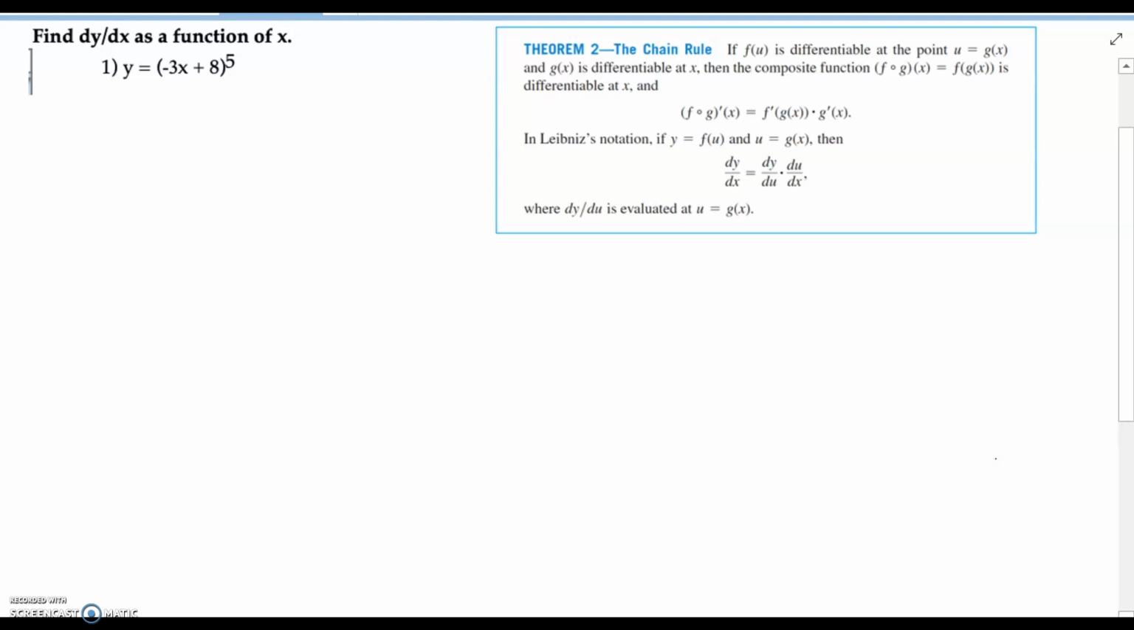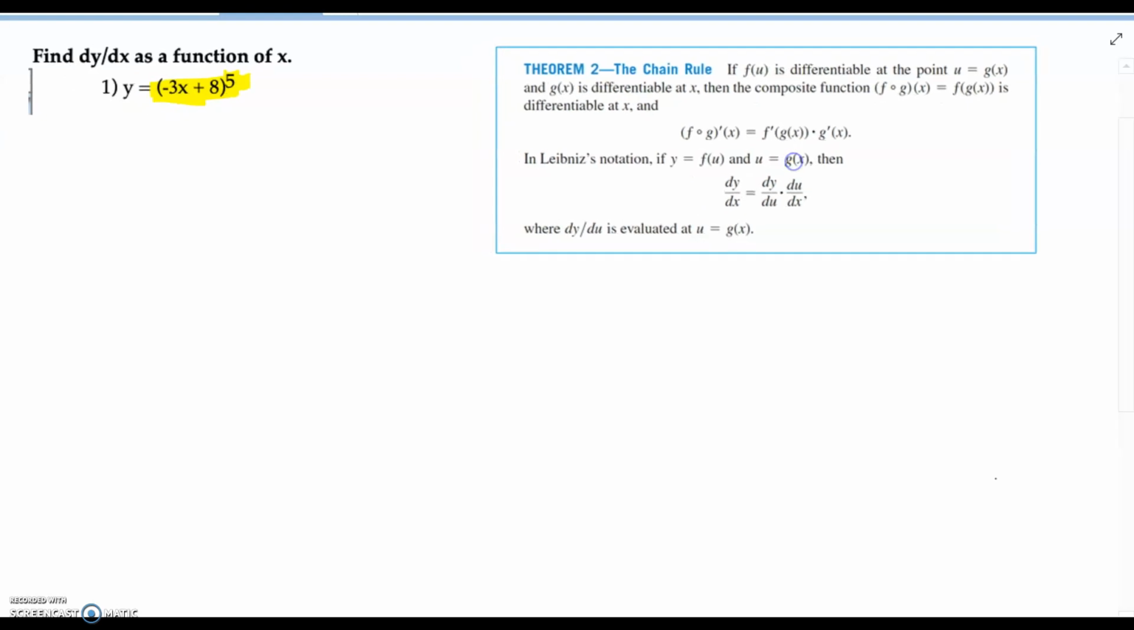Okay, so we are going to talk about something today called the chain rule. Now I want you to look at this first problem, and it says y equals negative 3x plus 8 to the fifth power. And you might be wondering, oh boy, I've got to do a lot of algebra to write this out to the fifth power. So that's like negative 3x plus 8 times negative 3x plus 8 times, 5 times. Yeah, no, not going to happen.